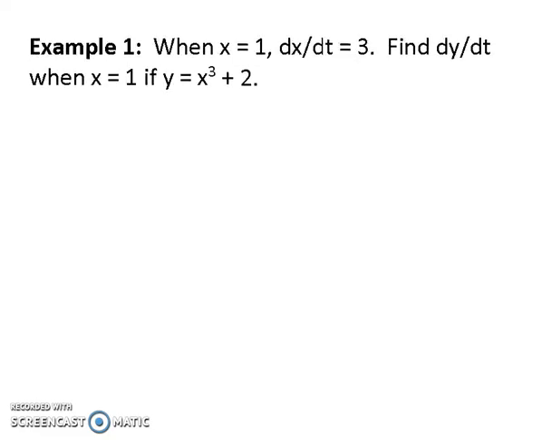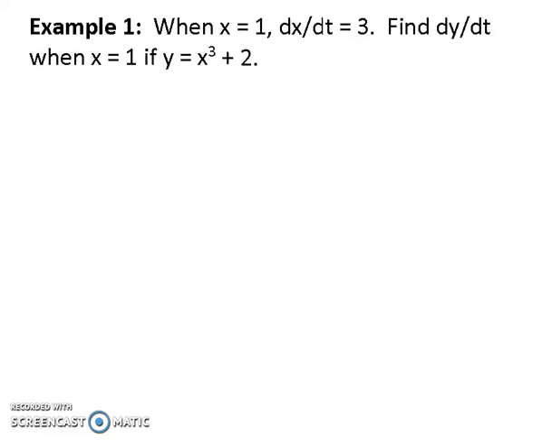Speaking of, we're going to look at another algebraic use of related rates. This says when x is equal to 1, dx/dt is equal to 3. Find dy/dt when x equals 1 if y equals x cubed plus 2. So we're going to start with that equation they gave us, y equals x cubed plus 2. If I go through and take the derivative of it, the derivative of y would be 1, but then I would write dy/dt. Then the derivative of x cubed would be 3x squared, but I'm going to write dx/dt next to it. And then the derivative of 2 is 0, so it goes away.